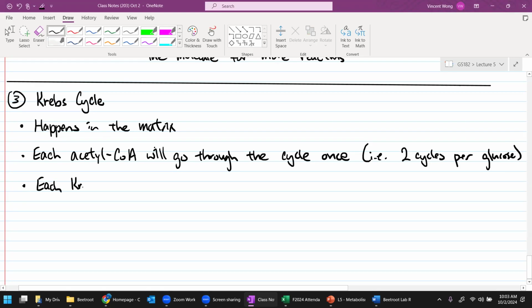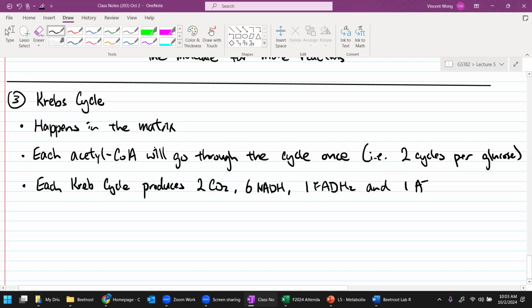Each Krebs cycle produces 2 CO2, 6 NADH, 2 FADH, one FADH2, and 1 ATP. So these are numbers to remember for the test.